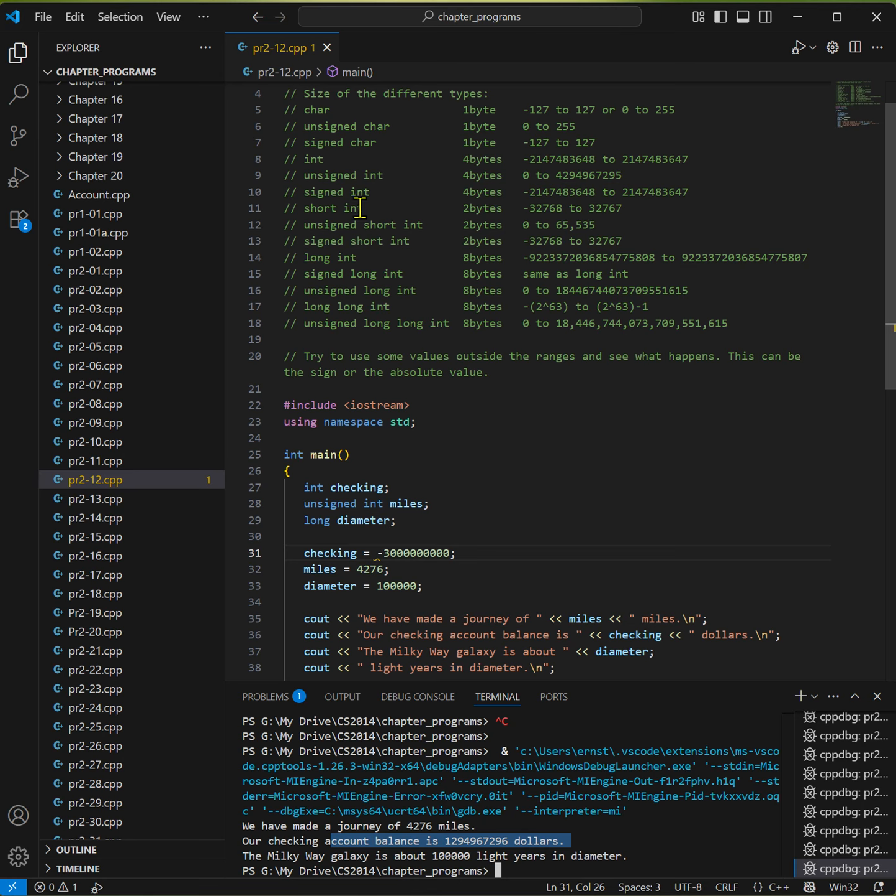Well, over here we have about minus 3 billion, so it's to the left of this range, which means that it goes back to this side over here, and we end up with a positive number. That's where it has to give an answer, and it just goes back to within the normal range.